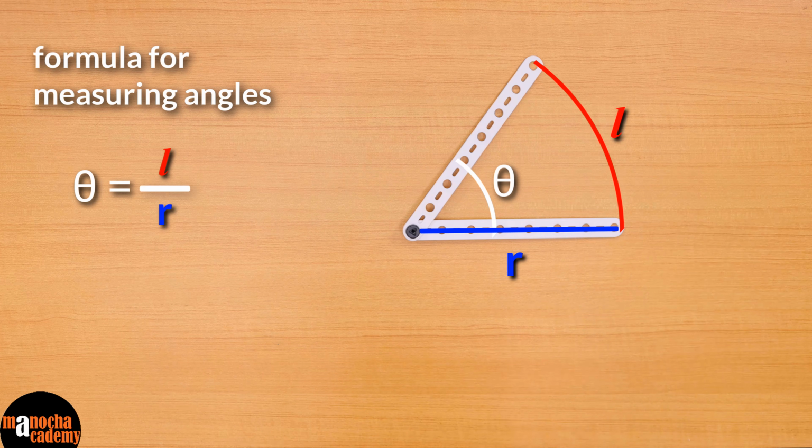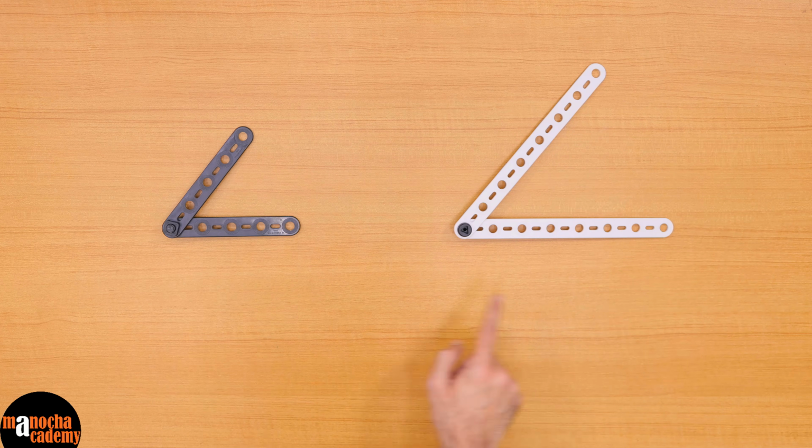So the formula is theta equal to L by R. Very important formula, you need to remember this. Now let's go a bit deeper into the radian concept using two angles. Here I have two angles formed with a different radius.